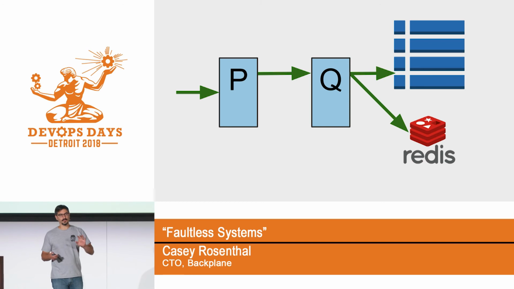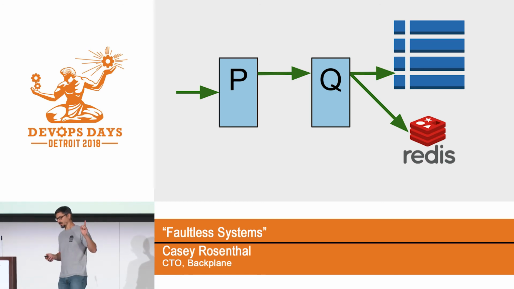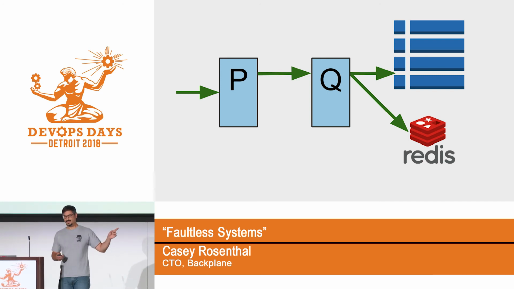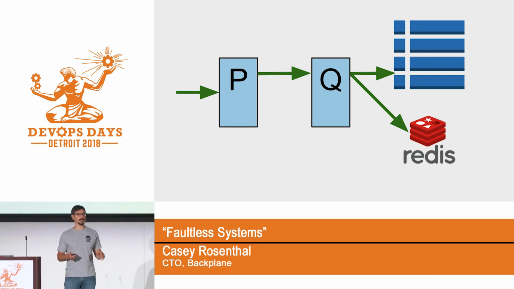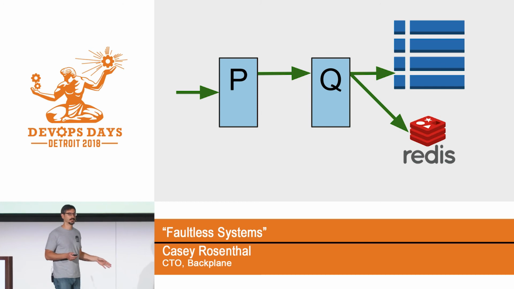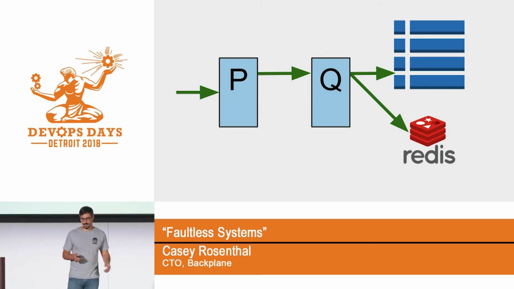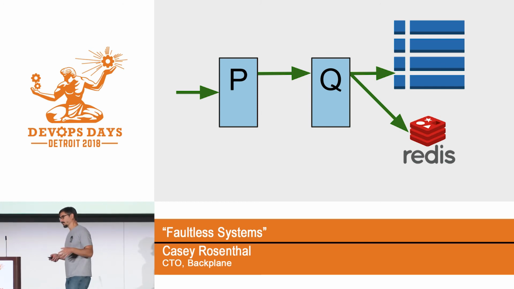Okay? And so Q says, all right, well, I'll save this on write. I'll save it both in a column data store, maybe that's Cassandra or DynamoDB or something, and I'll also save it to cache in Redis. Very typical setup, nothing interesting there.